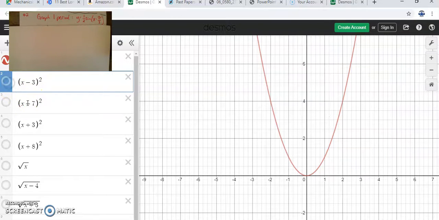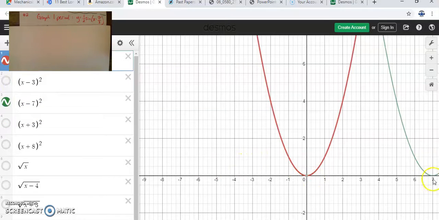So we can take it one step further. Where would (x minus 7) squared move us? Just further to the right. Notice every single one of these points gets moved 7 units to the right. This point gets moved over here. Every one of the points just gets shifted, okay?